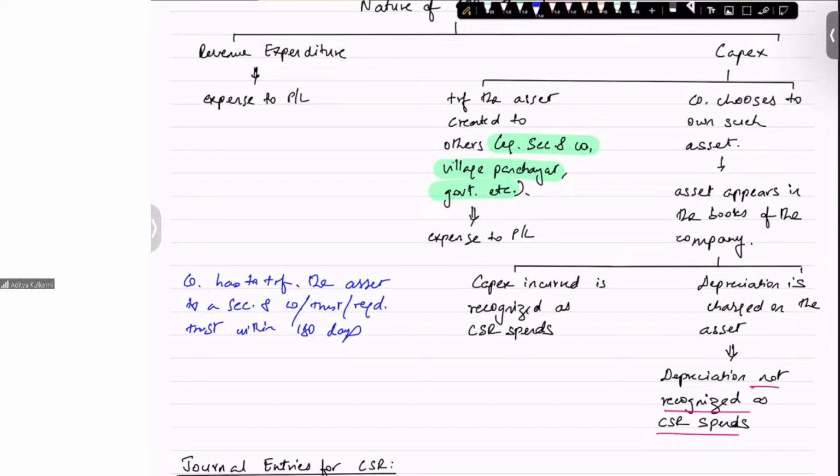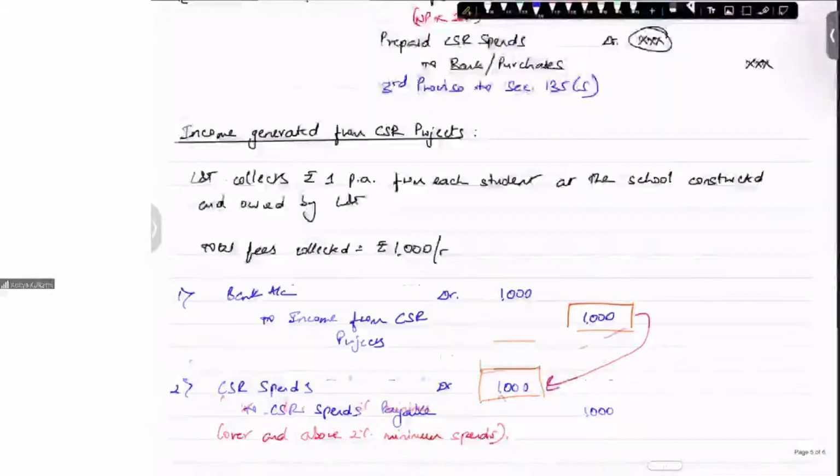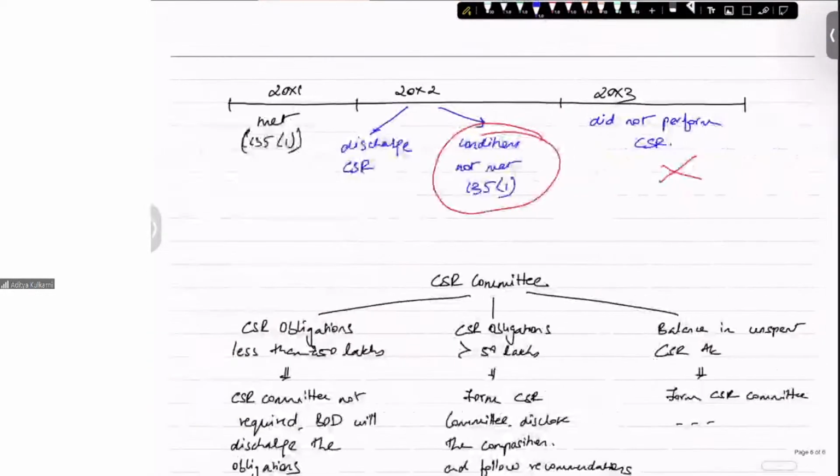Yes, you will have to transfer. All right, so that takes care of this part. Journal entries of CSR are done. If income is there, immediately recognize a liability. This liability will be over and above the threshold, over and above the 2% requirement.